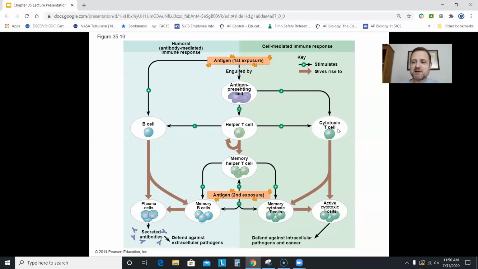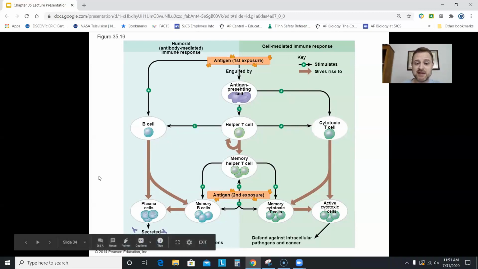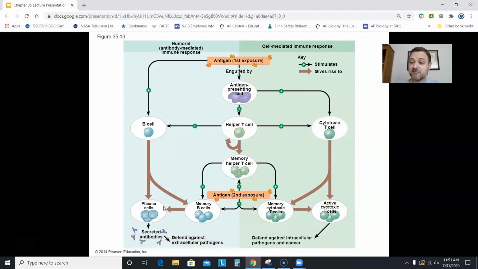The AP exam wouldn't expect you to have this memorized, but if they gave you this diagram, you should be able to write 10 pages on this diagram. So again, helper T cells give off the cytokines to produce B cells and the cytotoxic T cells. B cells then differentiate into plasma cells, which give off antibodies, and memory B cells for a later infection. Memory B cells later can become plasma cells to give off antibodies, again, if you're infected with the same antigen a year later, 10 years later, sometime in the future.